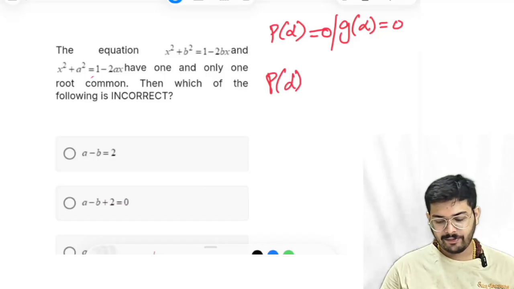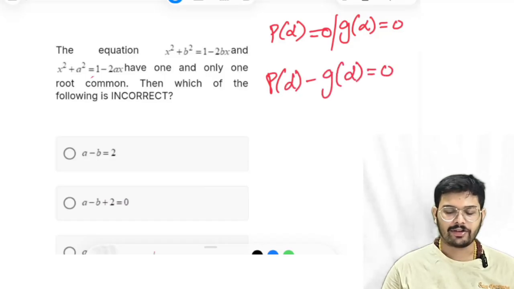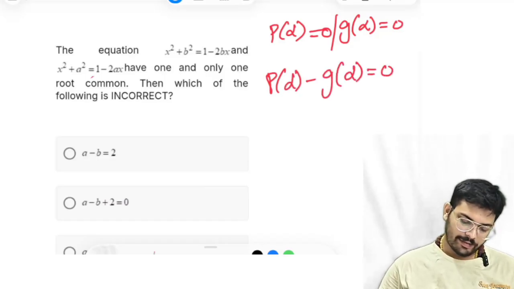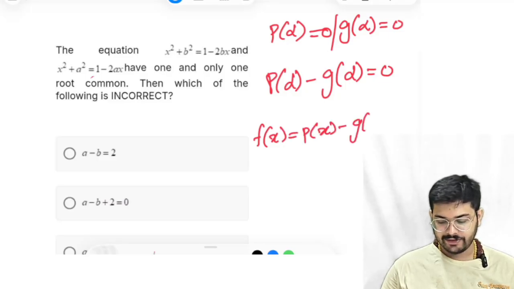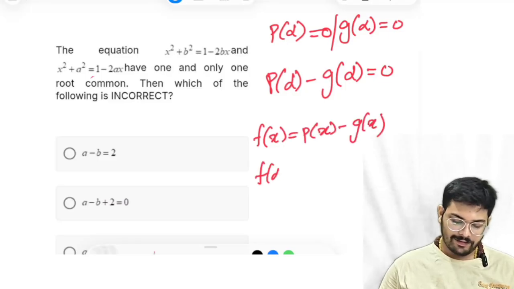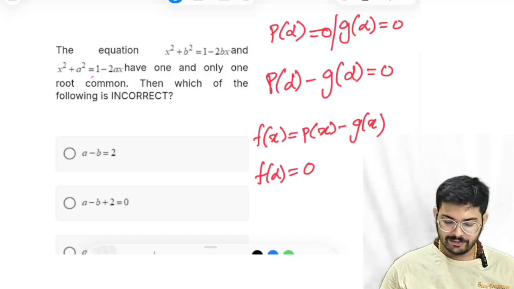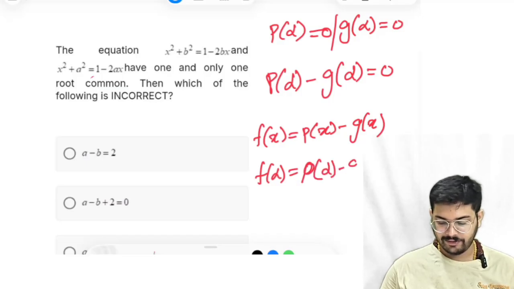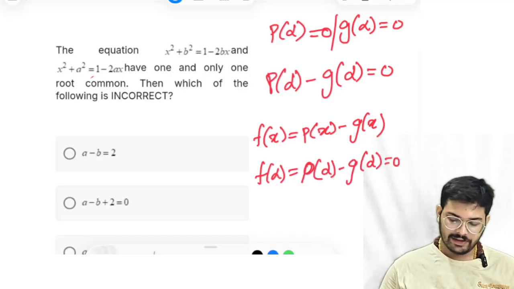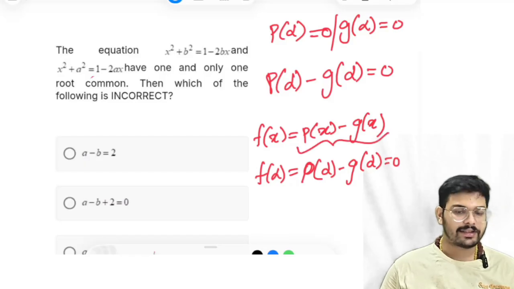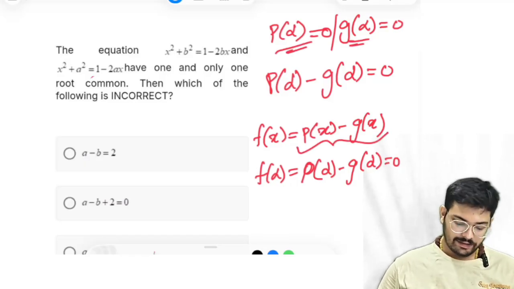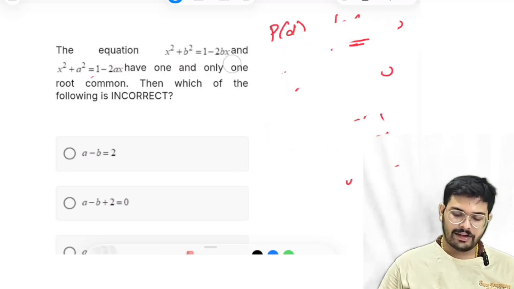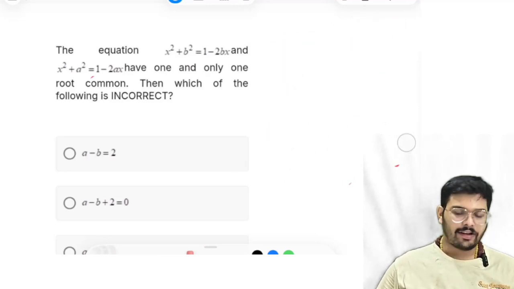Then p of alpha minus g of alpha will also be 0. That means, suppose we define a function f of x equal to p of x minus g of x. Now, f of alpha equal to 0 means p of alpha minus g of alpha is equal to 0, which means alpha is the root of this combination, that is, the root of this individual polynomial. That's how we'll be solving it. In that case, we can find the common root.